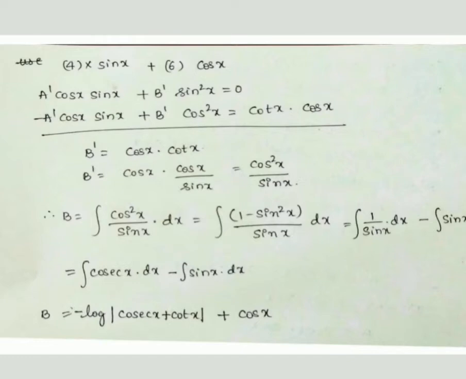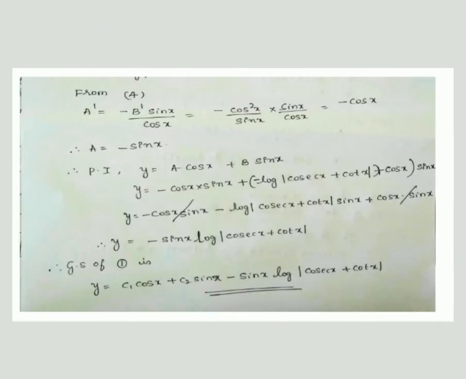Now we have to substitute that b value, b dash, in equation number 4, that gives the a dash value. So from equation number 4 we can write a dash as minus b dash into sin x divided by cos x. So that gives minus cos square x by sin x into sin x by cos x, because that b dash value is cos square x by sin x. So simplify this, we will obtain minus cos x. So therefore a dash is equal to minus cos x.